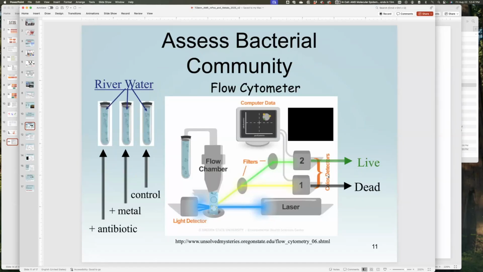And so we did a series of experiments where we took river water from the input of a power plant, and river water at the output into the discharge. So we have a control. We then added additional metal, and then we would add additional antibiotics. And so we could do a direct comparison of before going into the plant and after it comes out of the plant. And then we were looking at the proportion of live versus dead bacteria in these aquatic communities using flow cytometry.